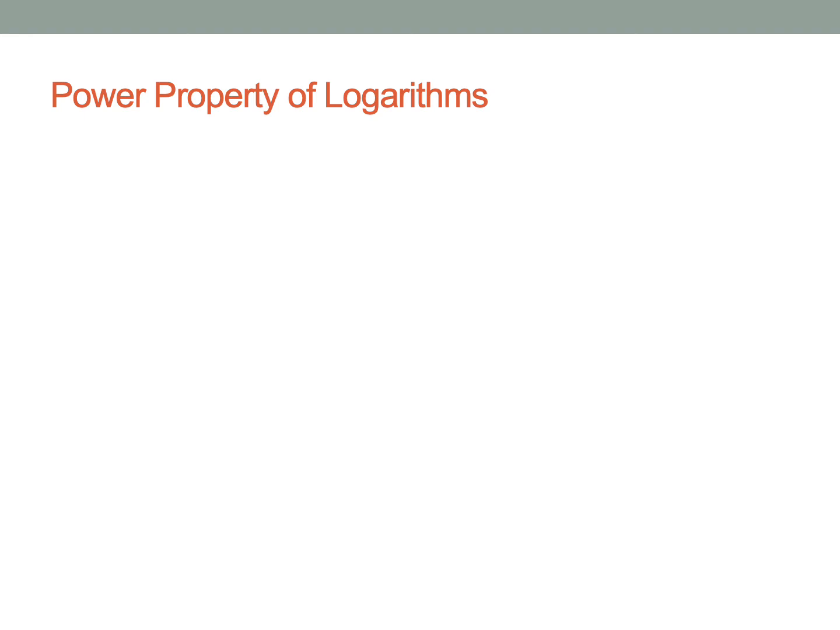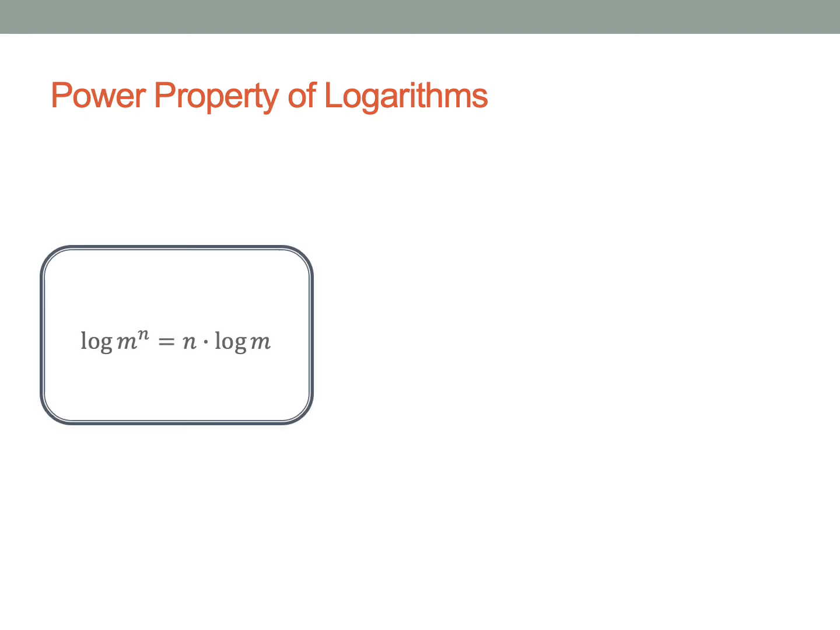So the power property of logarithms says, if you have log, and it just says this is log base 10, but it's actually any base. So if you have log of a power like m to the n, you can take that exponent down and then you multiply. So it's n times log base m. So some examples with numbers.